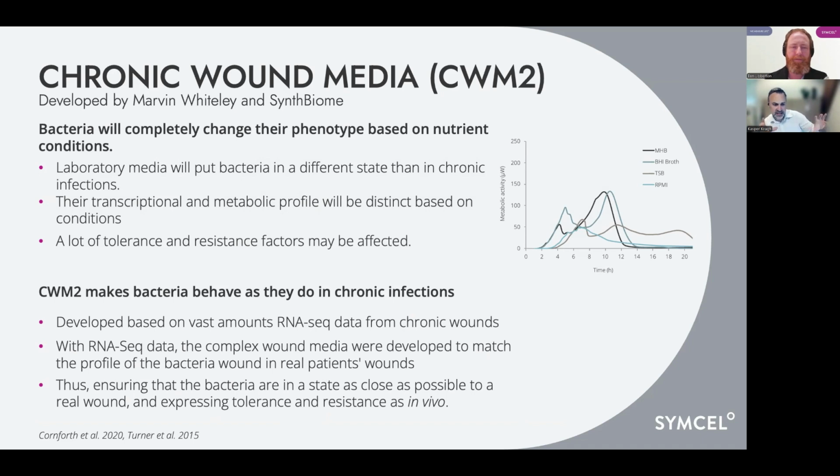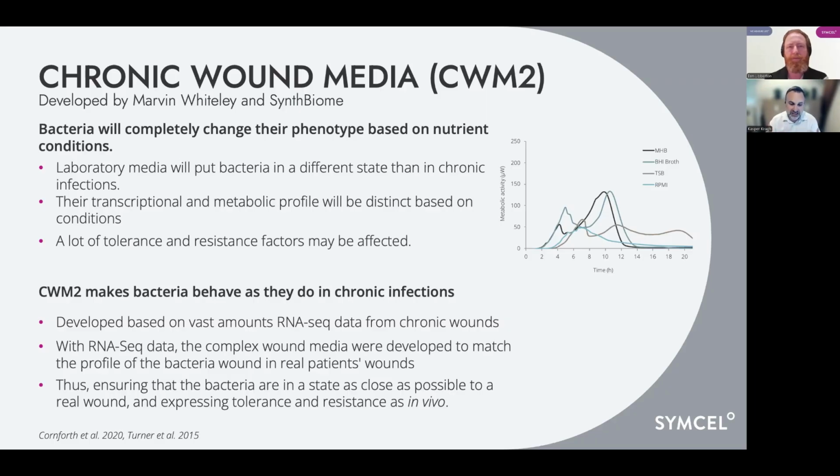And based on this data, they have started to compare different types of media and actually seen how the bacteria are not at all behaving as they should be in some of these model systems. But then based on that, they made small adjustments and designed a media that will ensure that the bacteria are as close as possible in a state as they are in a real wound.